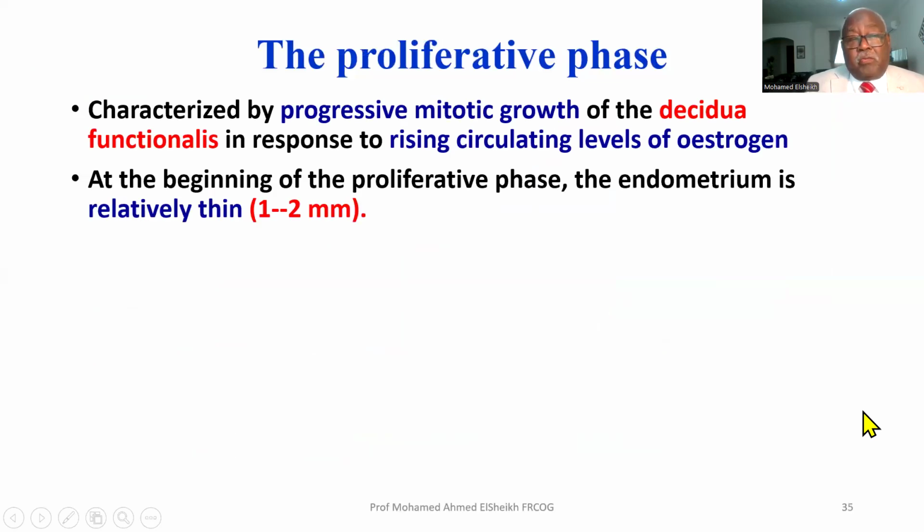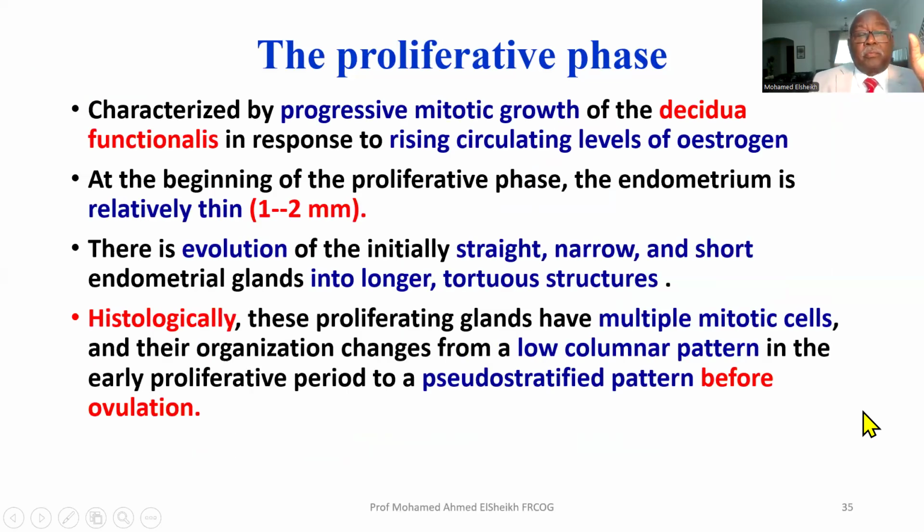So the proliferative phase is characterized by progressive mitotic growth of the decidua functionalis in response to rising circulating levels of estrogen. So initially, the circulating level of estrogen is rising. That will stimulate the proliferative phase. At the beginning of the proliferative phase, the endometrium is very thin. It's just about 1 to 2 millimeters.